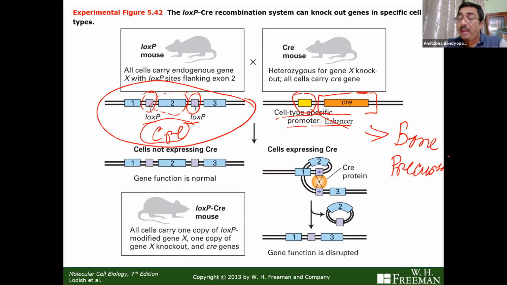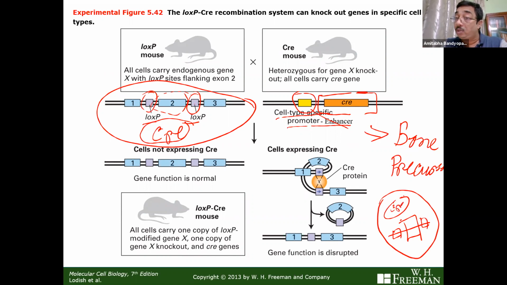So now in the bone precursor cells, you will have the LOXP flanked exon, and you will have the Cre recombinase enzyme, because it will be expressed only there. That is the job of the promoter enhancer. Then it will recombine these two sequences, and the intervening sequence will be floxed out. We call these mice floxed mice. And when this recombination happens, we call the sequence to be floxed out.